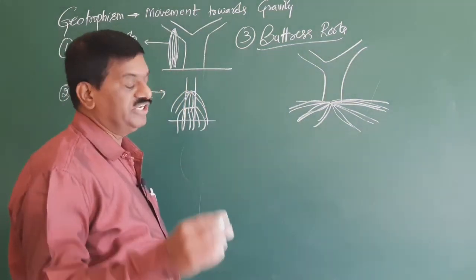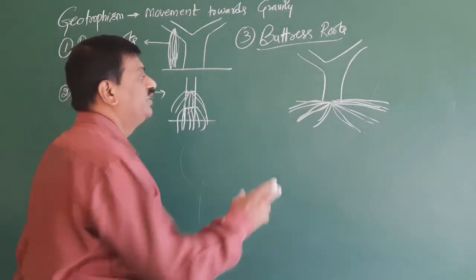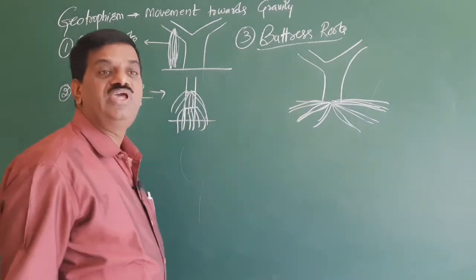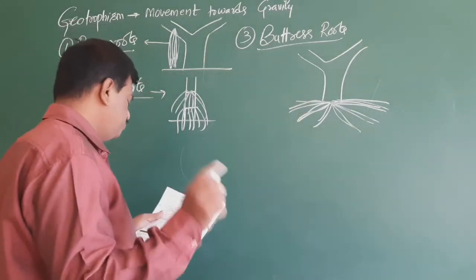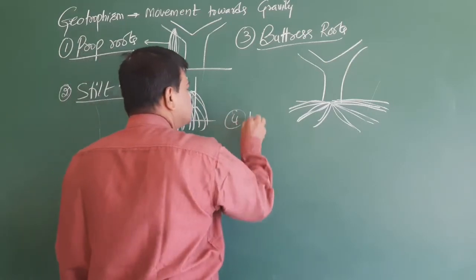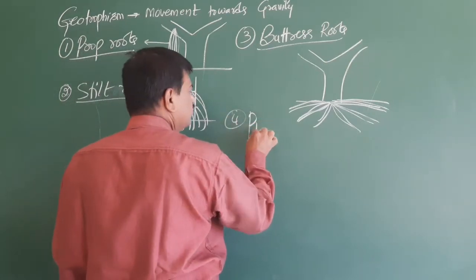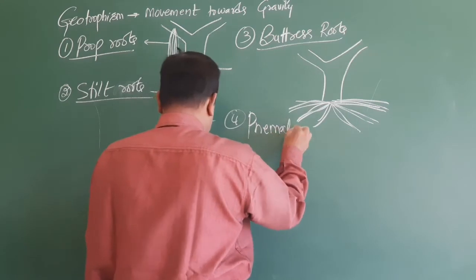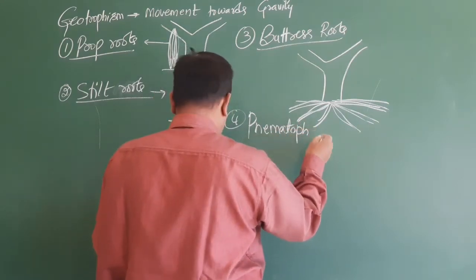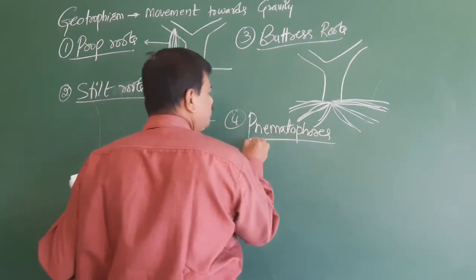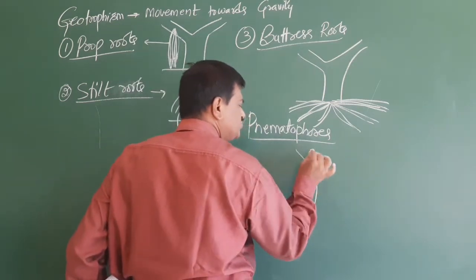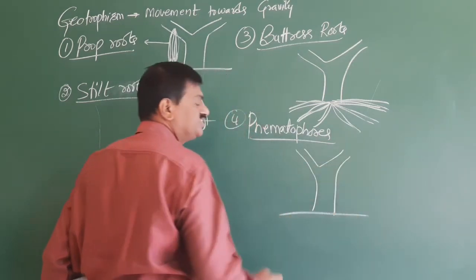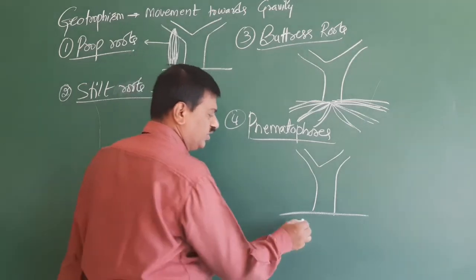Again it is gravitational, they move towards the gravity, and this prevents the falling of the tree. That is called buttress roots. And the fourth one is called pneumatophores. So pneumatophores can be noticed in Rhizophora. In Rhizophora, we see there is the presence of a tree trunk. This grows in saline water.